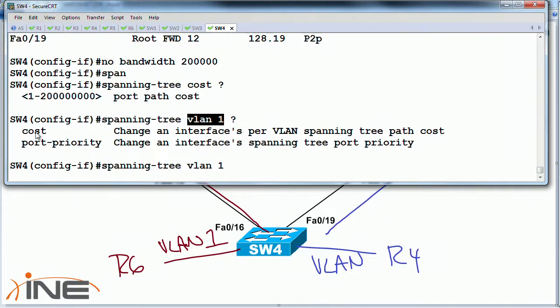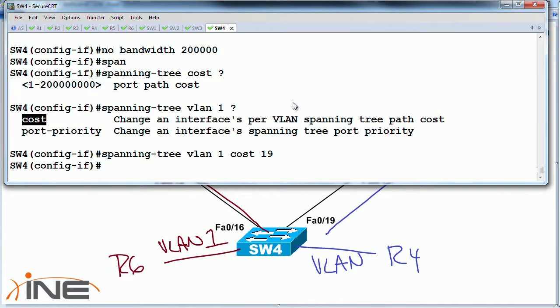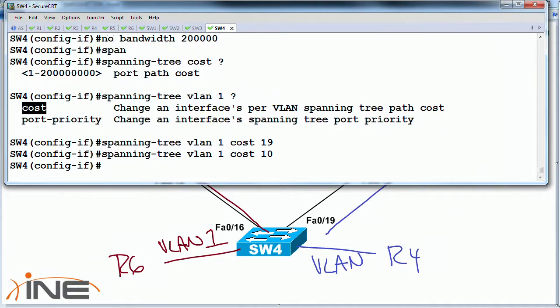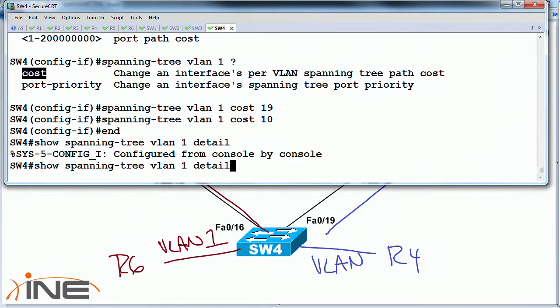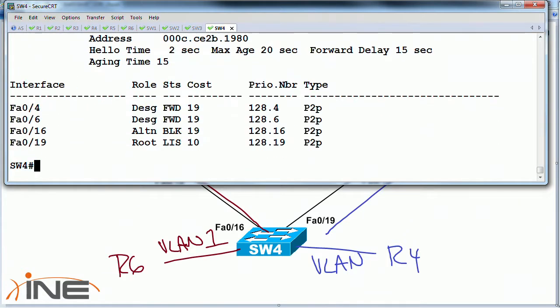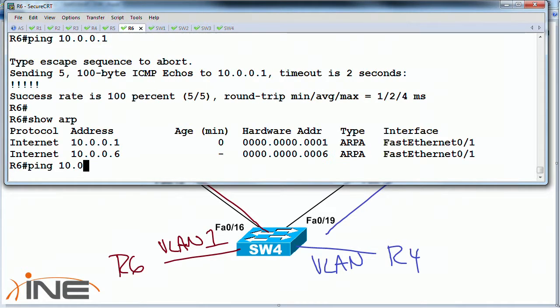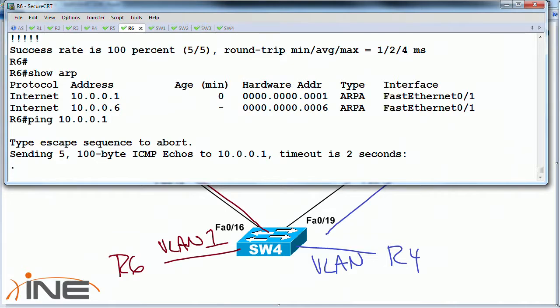Okay. So if I were to change the cost value, right now this is a cost of 19. That's the default based on what the bandwidth was. So if I were to simply lower this, if I set it to 10, when I look at the change in the show spanning tree, this now is a cost of 10, which means that this is going to be preferred as the root path. But again, the port is going to have to go through this listening delay. So now if I go to router 6 and ping router 1, the traffic is going to fail until the port transitions to the forwarding state.